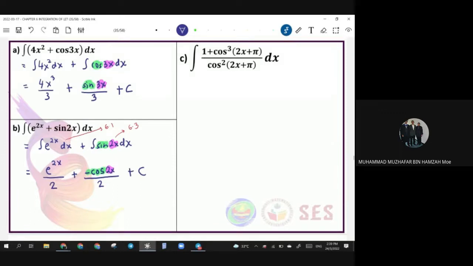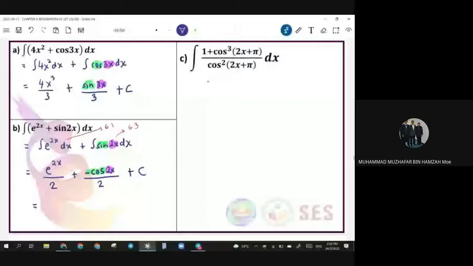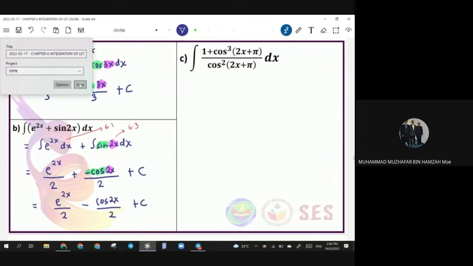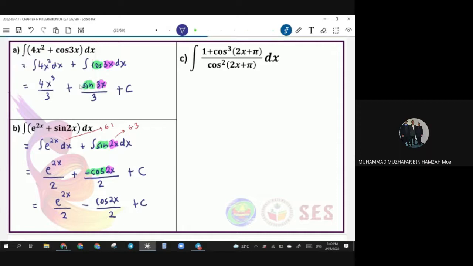Okay, so we have to simplify the plus and minus sign. So basically your final answer should be e to x over 2 minus with cos 2x over 2 plus c. Okay, so when you say this for a while before dia get start, nanti kena tulis balik.